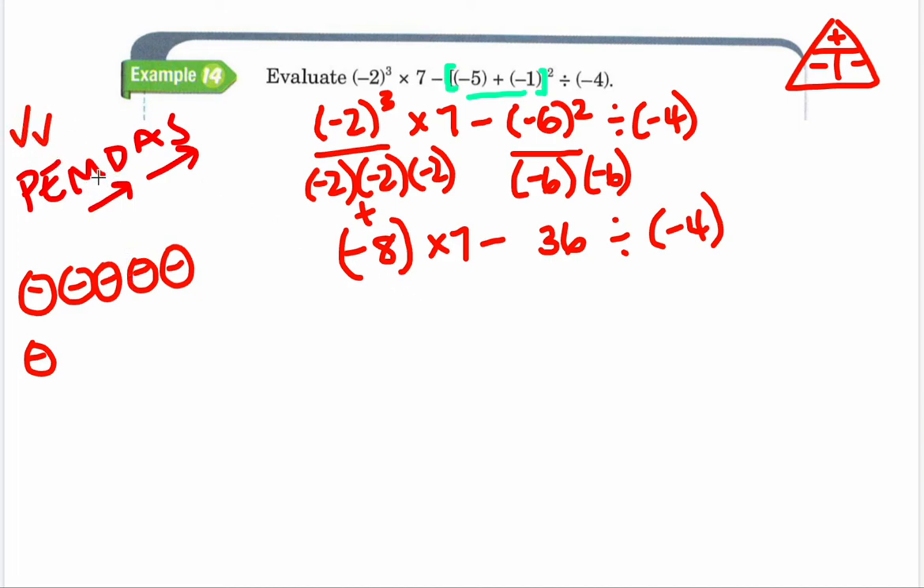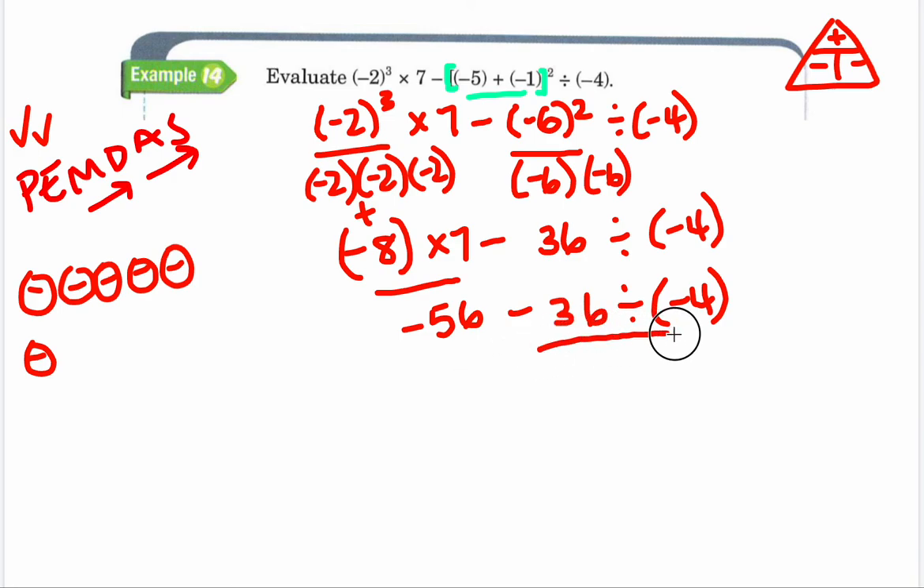Now we do multiplication or division, whichever we see first. I see a multiplication here. Let's do that first. -8 times 7. Well, 8 times 7 is 56. We have a negative and a positive. Negative and positive is negative. So it becomes a -56. Copy everything else down that we didn't touch to make sure that we got everything and we're not doing things out of order. Okay, still on multiplication or division, whichever I see first.